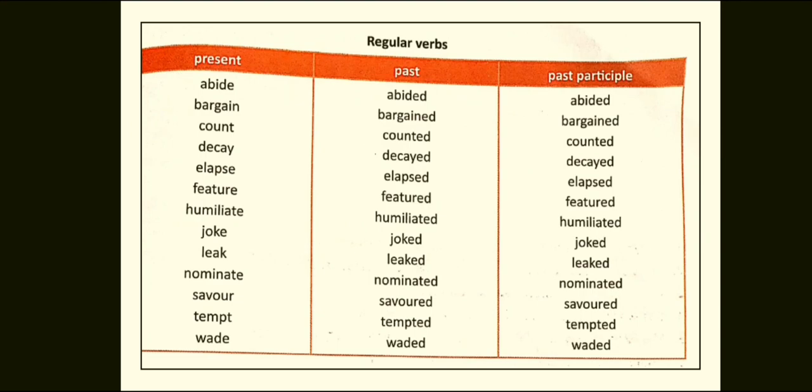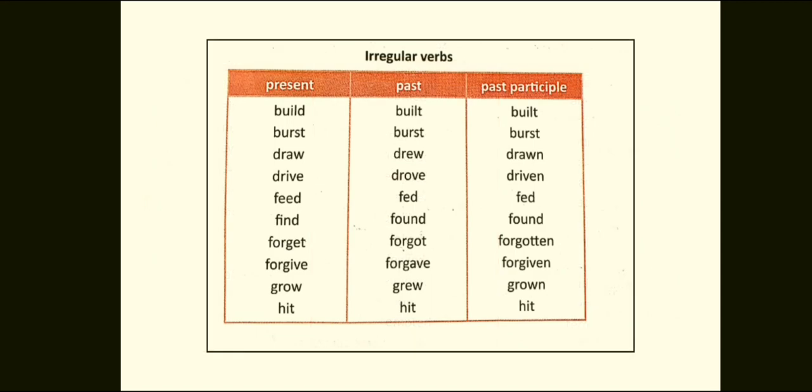Now let us see the irregular verbs. For present tense we write build, for past tense the spelling changes, so it becomes B-U-I-L-T, built. In past participle also it is B-U-I-L-T. Now for present tense it is burst, past tense also burst, and past participle burst.